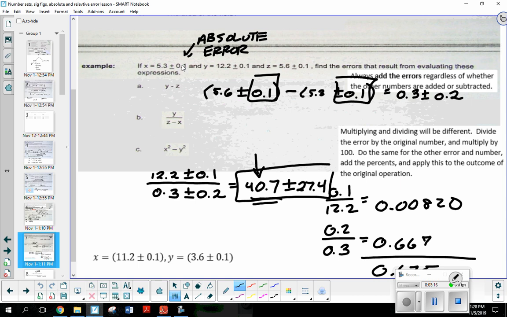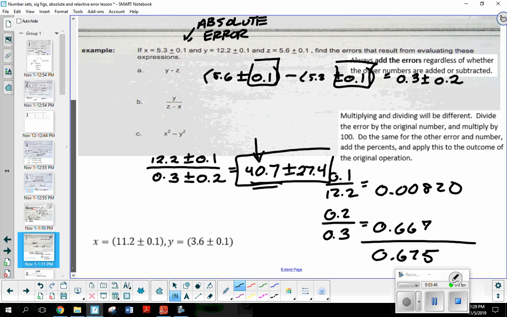Now for B, we took care of the z minus x first, and in division, along with multiplication, that's where it starts to get a little more unusual. You need to find the relative error. So we take the absolute error and divide by the exact value. We found those values and added them up. This is the percent of the original value that we need to find, that is the error after the operation. That probably sounds a little unusual, so let's try another example.